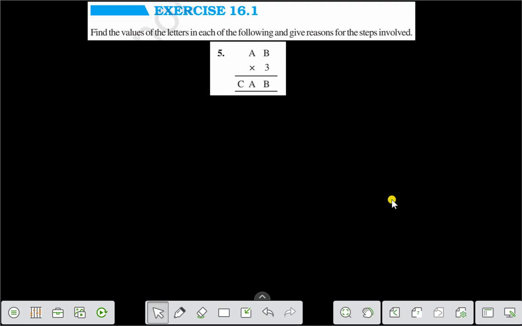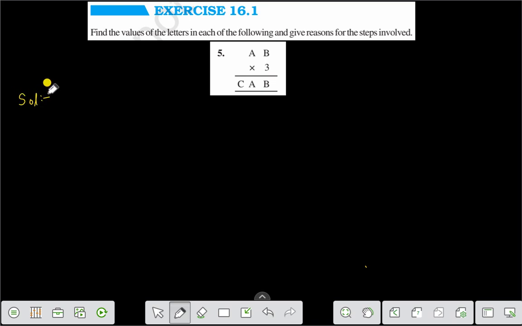Hello everyone. Today we shall discuss Exercise 16.1, question number 5. Find the values of the letters in each of the following and give reasons for the steps involved. Let us find the values. Here we'll solve this question in this way.